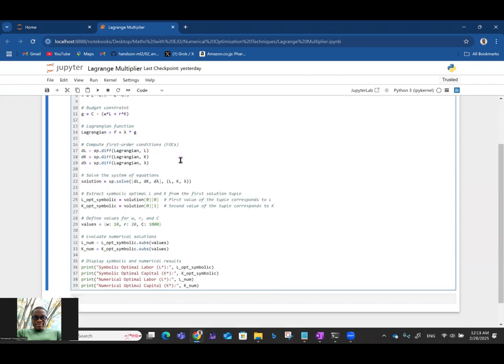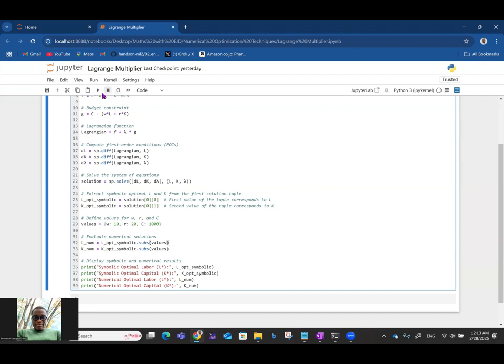Then we need to compute the derivatives. That's what's happening from line 17 to 19. Then we have the solution right here. And for specific values, in line 29 we say that W is 10. That is the wage rate or something like that. R is the rent for capital also. That is 20. And the total budget is 1,000.